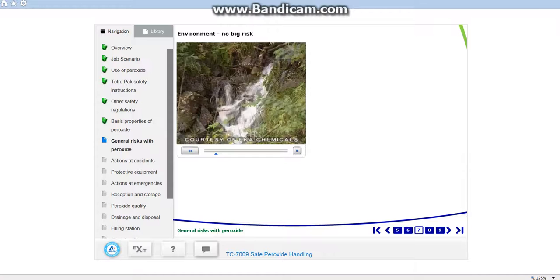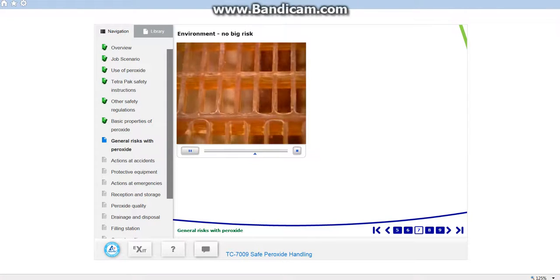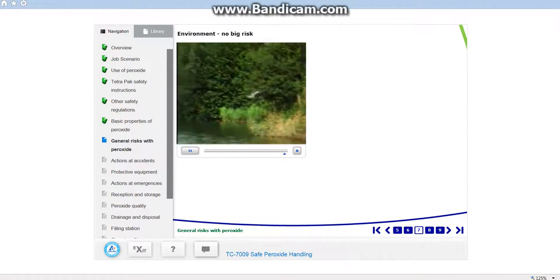Peroxide occurs naturally in the environment in small levels and is not considered to affect plants or microorganisms. Thus, it is not deemed that small discharges of peroxide constitute a danger to waterways, as it quickly decomposes to form water and oxygen.